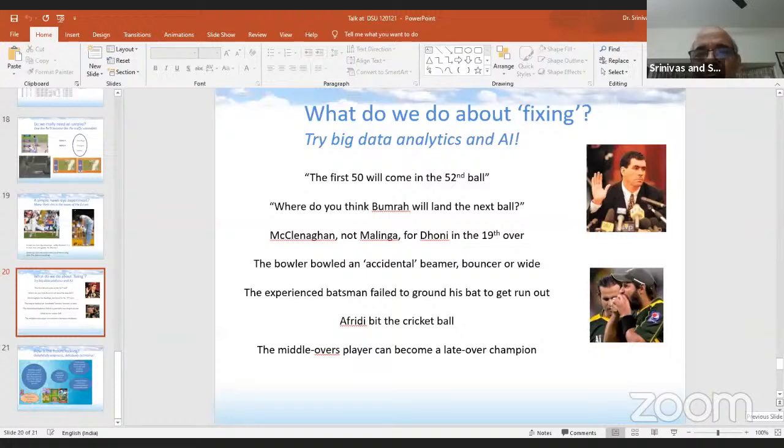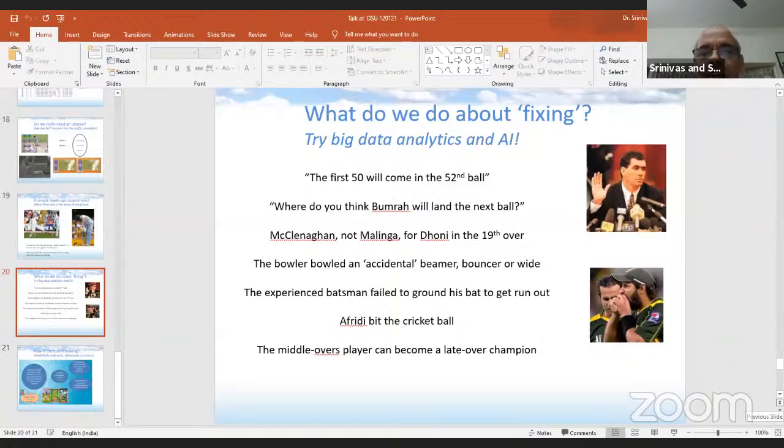But cricket is a game with a lot of variables. Whenever there is a predominance of variables, there are greater and greater opportunities to bet. I could bet, for example, that the first 50 will come in the 52nd ball. There's a certain probability that it happens. That probability is low enough for some betting agency to give you high stakes on that. Now, is this going to influence your result?